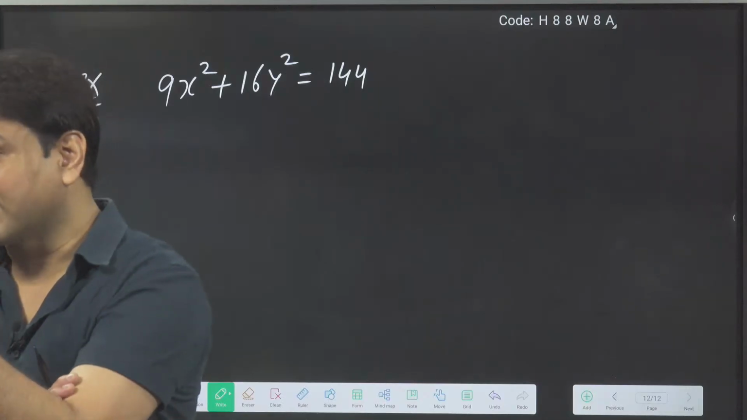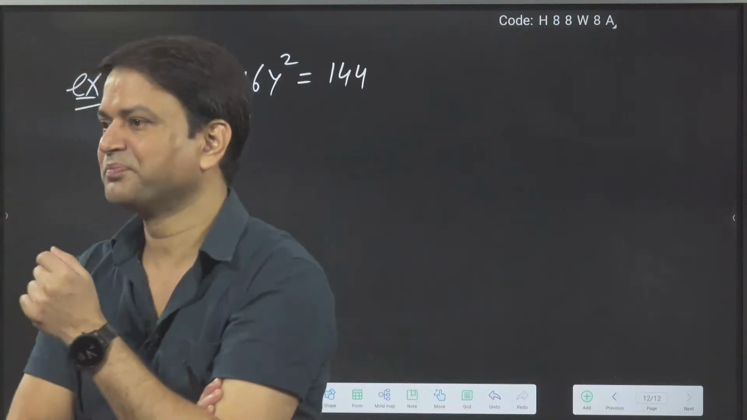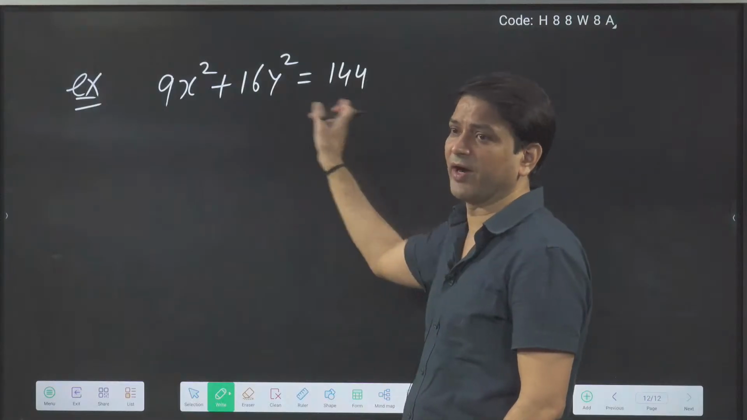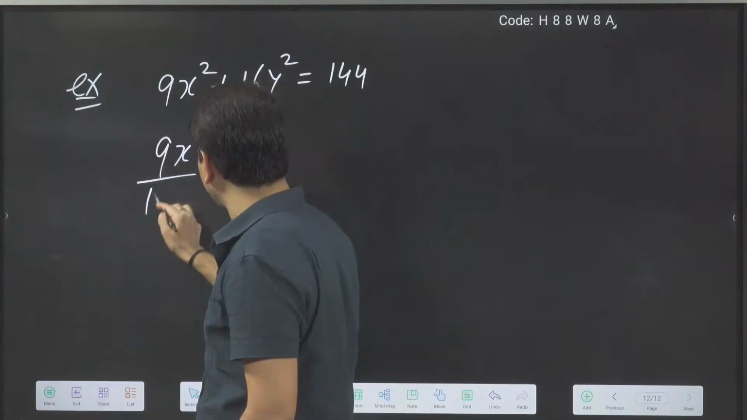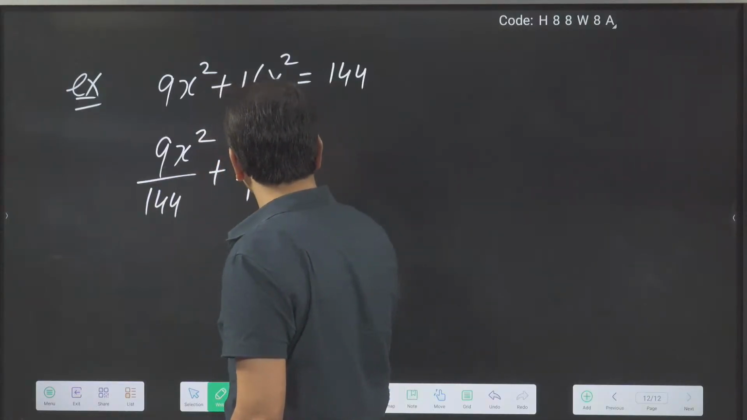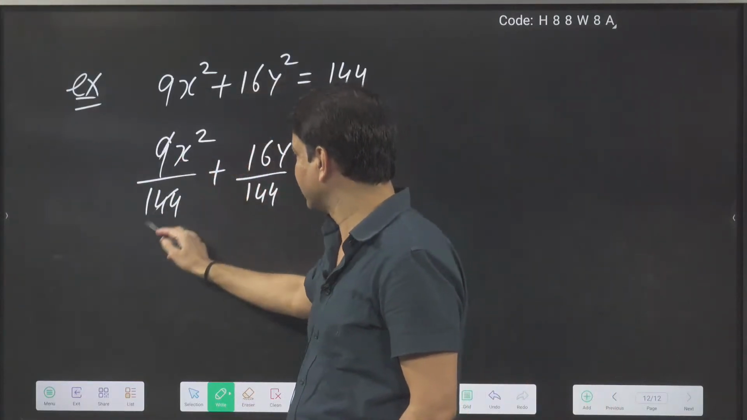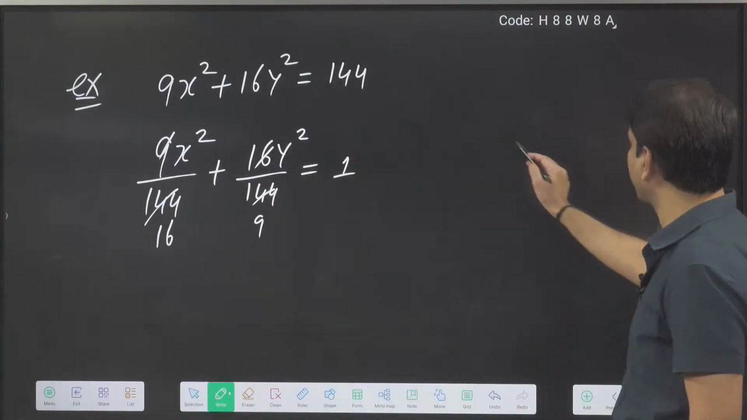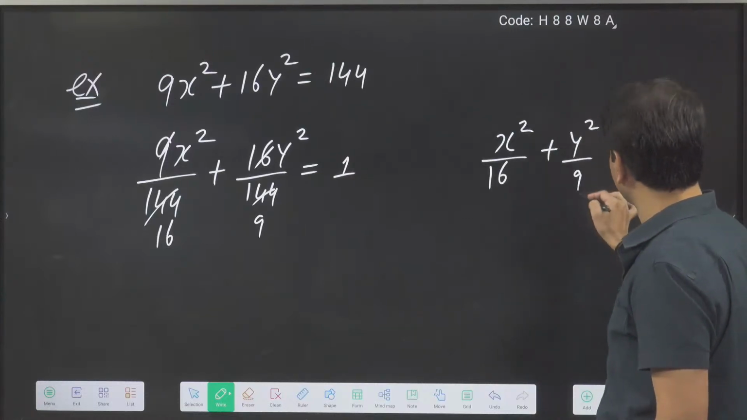So basically it is the same equation as the earlier equation I gave. It is the ellipse. Only I have rearranged the constants. To get 1 on the right hand side, divide by 144 on both sides. So 9x square upon 144 plus 16y square upon 144 is equal to 1. Now 16 nines are 144 and 9 sixteens are 144. Then the equation I got is x square by 16 plus y square by 9 is equal to 1.